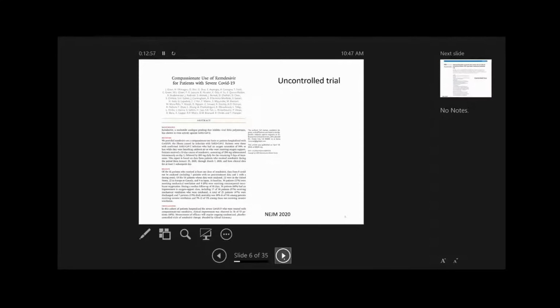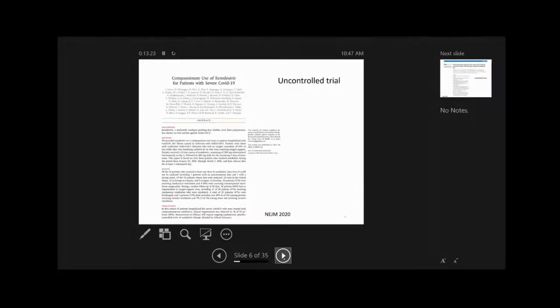So there is no group here that received a placebo. So you cannot quite tell whether this was remdesivir working or whether this is just the natural history of COVID with other supportive therapies that people are getting in the hospital, right? That's why many people were puzzled on why on earth New England Journal would publish a paper like this, because it doesn't quite tell you if remdesivir is working or not.